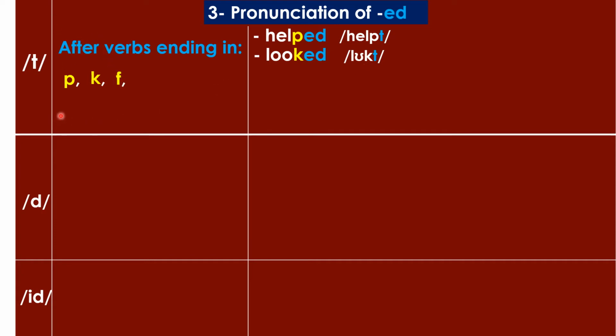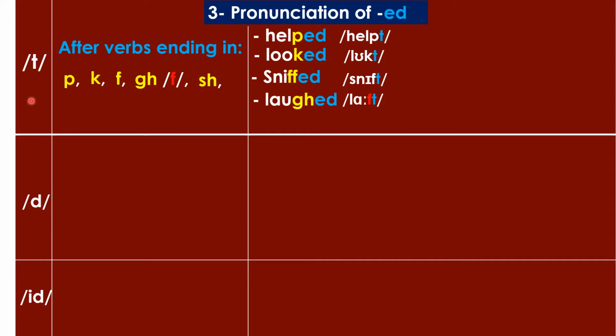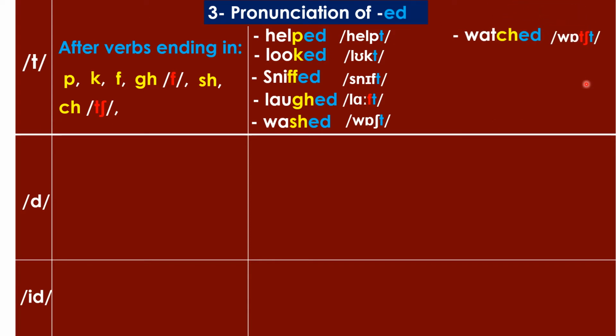After f sound, the f. Okay. Sniff, sniffed. After gh pronounced as f sound. طبعا gh لما تتنطق كصوت ف. Like laugh, we say laughed. Okay. After sh, so we say washed. Okay. And this is the phonetic transcription of the verb. After ch as pronounced as ch. So for example we have here watched. Watched, and this is the phonetic transcription of the verb.